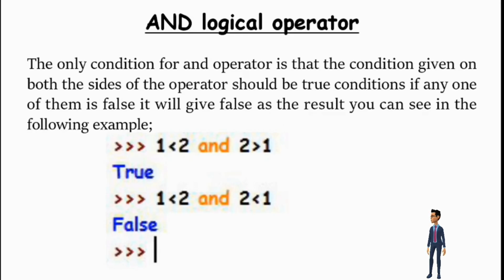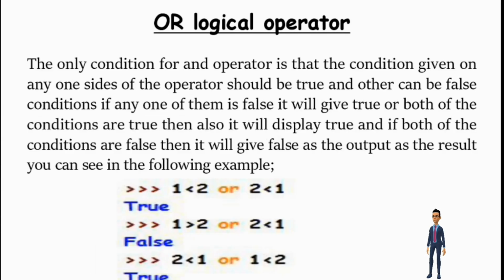And is used when the conditions on both sides of the operator are true or false. Or logical operator. Also, understand it by a program example. Here too, a situation is given, but either one side being true is enough. Or is used when the condition on one side of the operator is true or false.